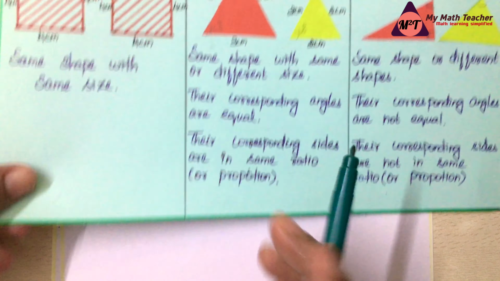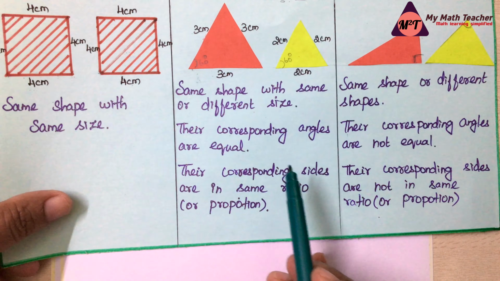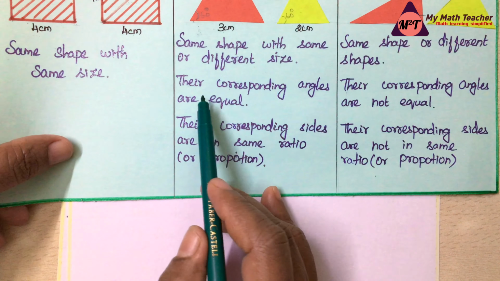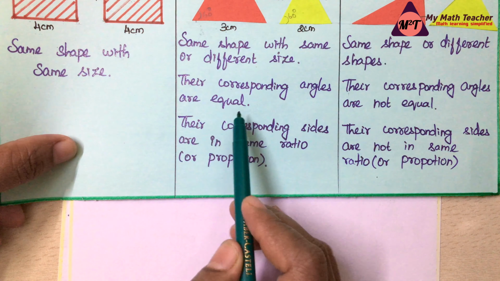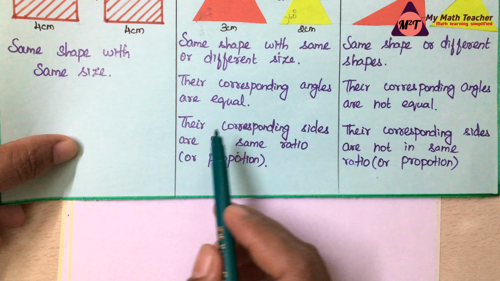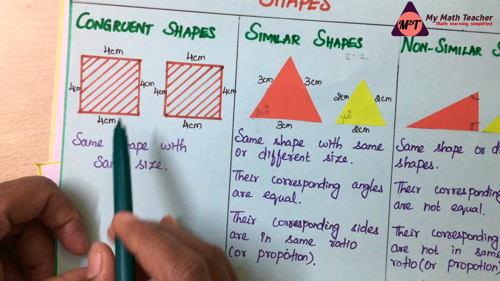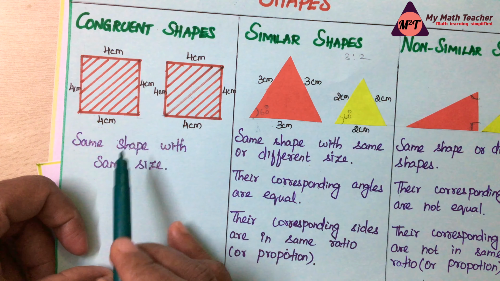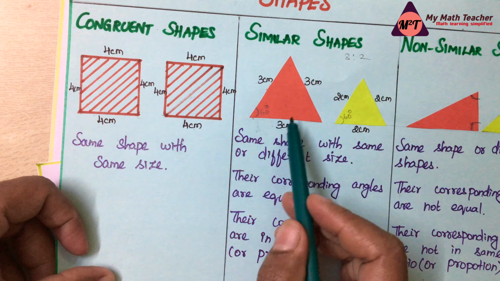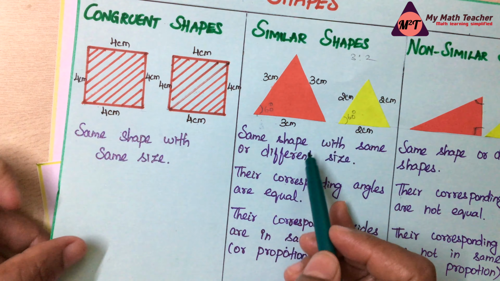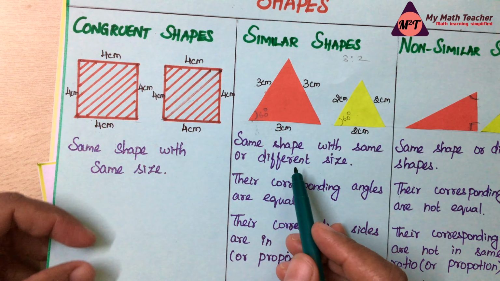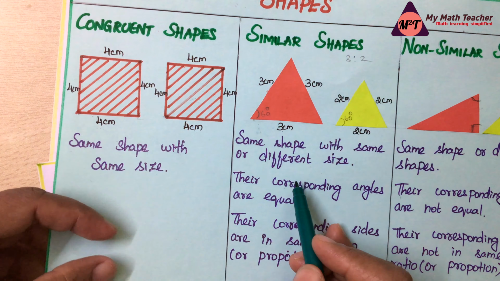Whereas similar, they are having same shape. Definitely they are circles. Their corresponding angles are equal. Here we don't have angles. Their corresponding sides are in same ratio. So we can say that definitely the given circles are not congruent. So they are similar shapes. They are having same shape with different size. Now let us write the answer. All circles are similar.